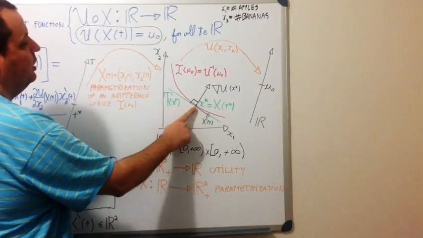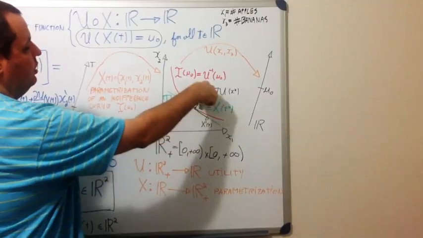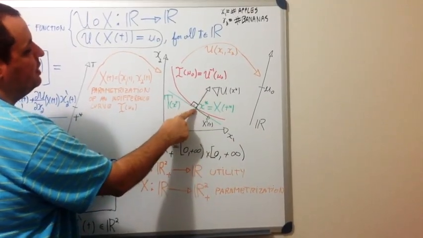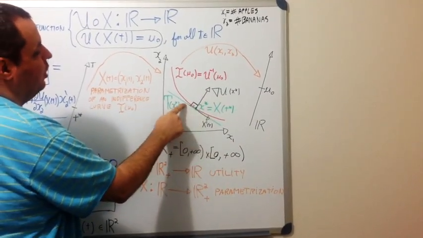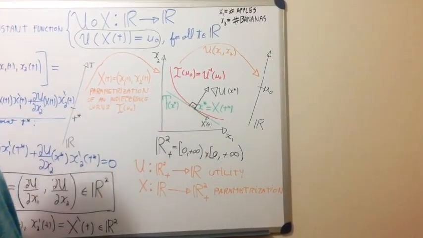Maximum increase in utility, you go in this direction. If you want to minimize your utility, go in the opposite direction. If you want to keep the same level of utility, you walk along the green line here, at least in the neighborhood of this point. Okay?